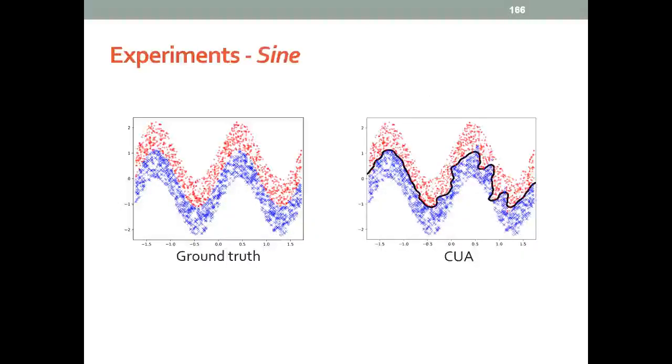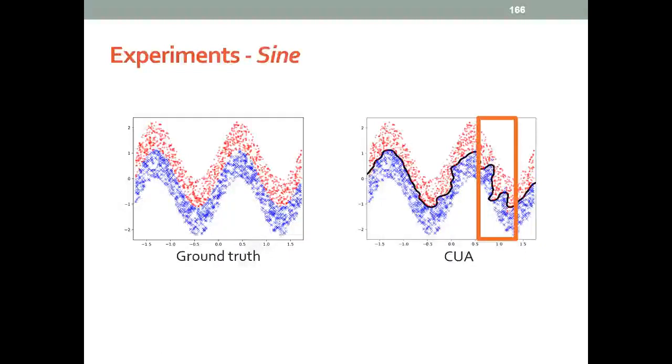Again, let's take a closer look at CUA. We can see that CUA actually performs poorly in the domains inside this orange box, because basically the CUA adapts incrementally from one domain to another.